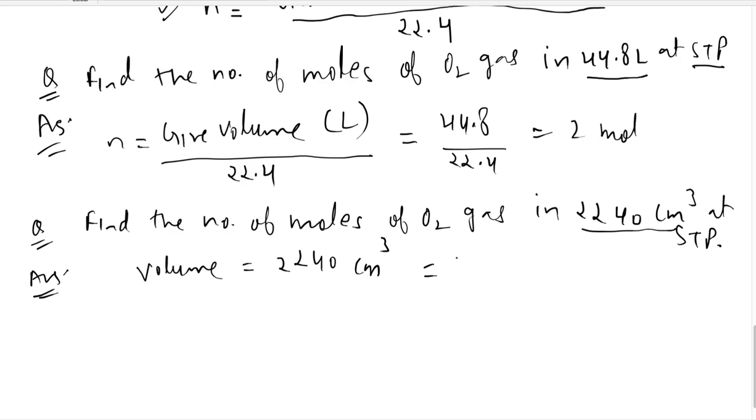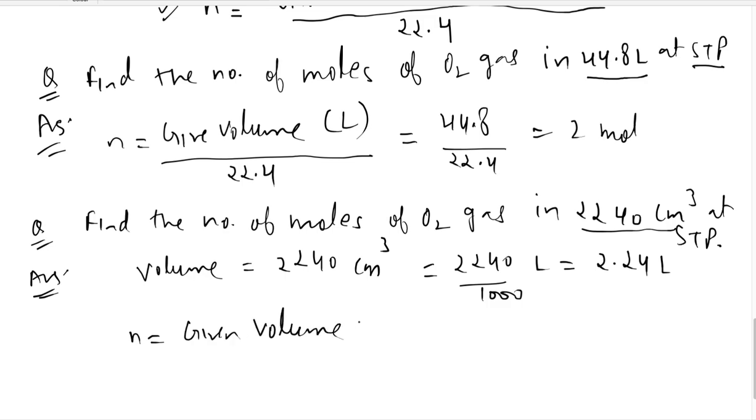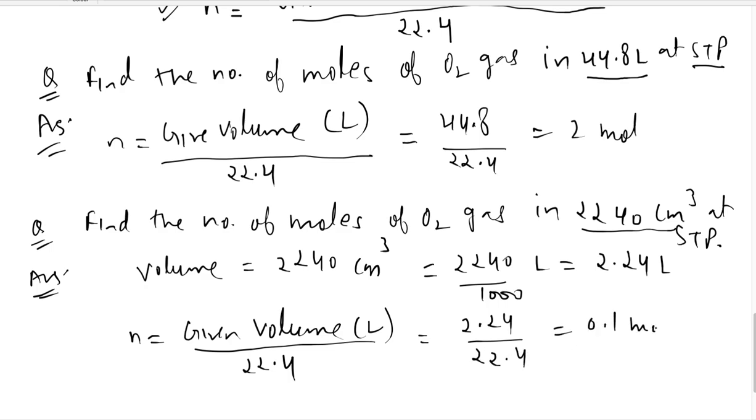So this will be 2240 divided by 1000 liter, which is nothing but 2.24 liter. Now we can easily put it in the formula while STP is given. So this would be given volume in liter divided by 22.4. So this will be 2.24 divided by 22.4, which is nothing but 0.1 mole. Okay, so I hope everything is clear till now.